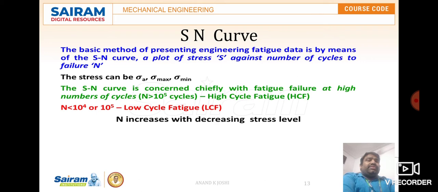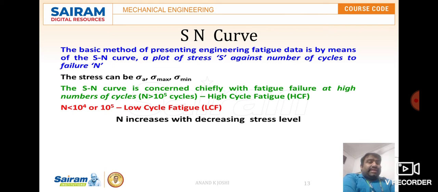So this curve shows the number of cycles against the stress. Stress is plotted on the y-axis and the number of cycles on the x-axis. Here the stress can be sigma a, sigma max, or sigma minimum. We are concerned chiefly with fatigue failure at a high number of cycles, that is, where the N value is greater than 10 to the power of 5 cycles.